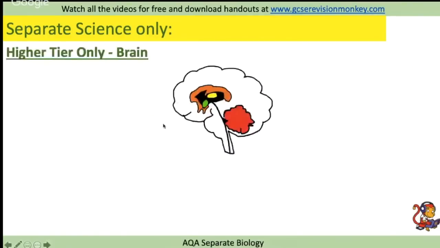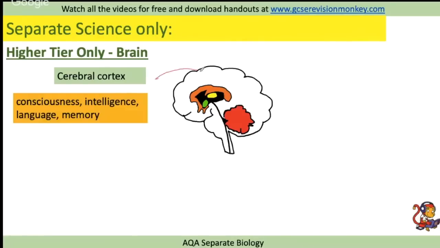Moving on to the brain then. So the brain, there's 3 parts of the brain you need to know. The cerebral cortex, which is the big squidgy stuff. And this controls our consciousness, intelligence, language, and memory. So think of it as the big bit of the brain that's controlling all of these important things.